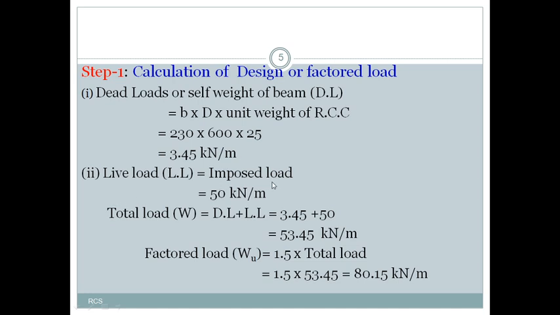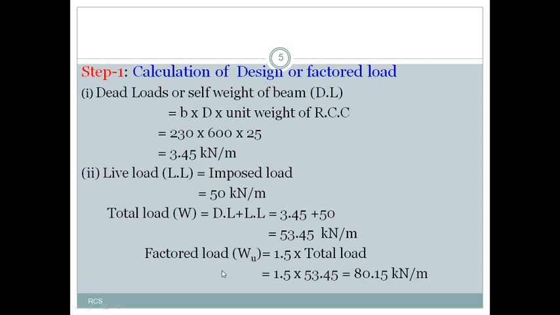Then coming to the imposed load, this imposed load is nothing but the live load, equal to 50 kilonewton per meter. Now we have to add these two. That means the total load acting on the beam is the sum of dead load and live load. If you have any unforeseen loads like finishes, if given in the problem, those loads also you can add in this. But in this problem they are not given. They have given only dead load and live load. So based on that I am calculating the factored load. The dead load is 3.45 plus the live load 50, altogether we get 53.45 kilonewton per meter.